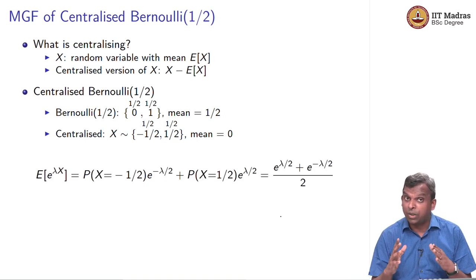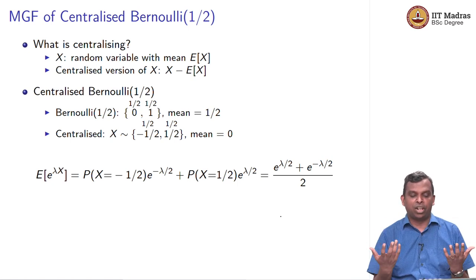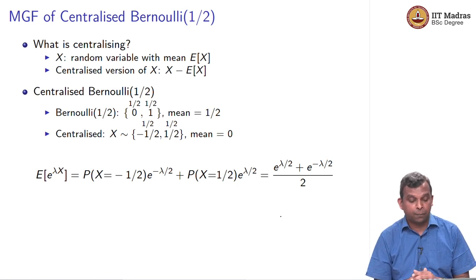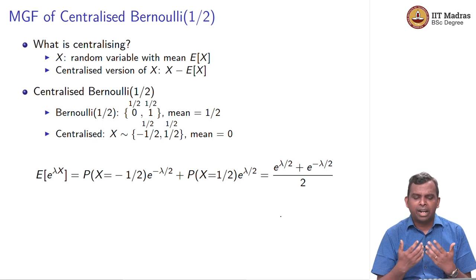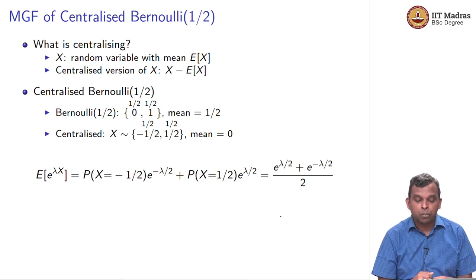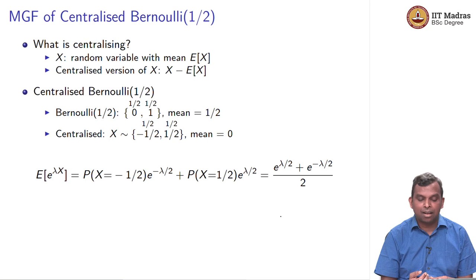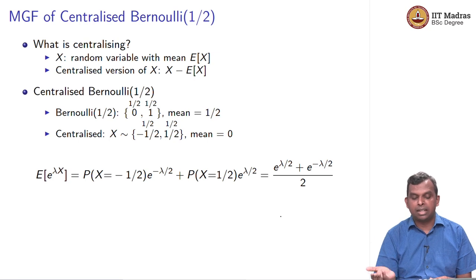Okay, so now we're ready to calculate the moment generating function of the centralized Bernoulli random variable. The expected value of e power lambda X is just a function of X. There's nothing to be alarmed about as far as the definition is concerned. How do you find the expected value for the centralized Bernoulli? Probability that X equals minus half times e power lambda into minus half, plus probability that X equals half times e power lambda by 2.